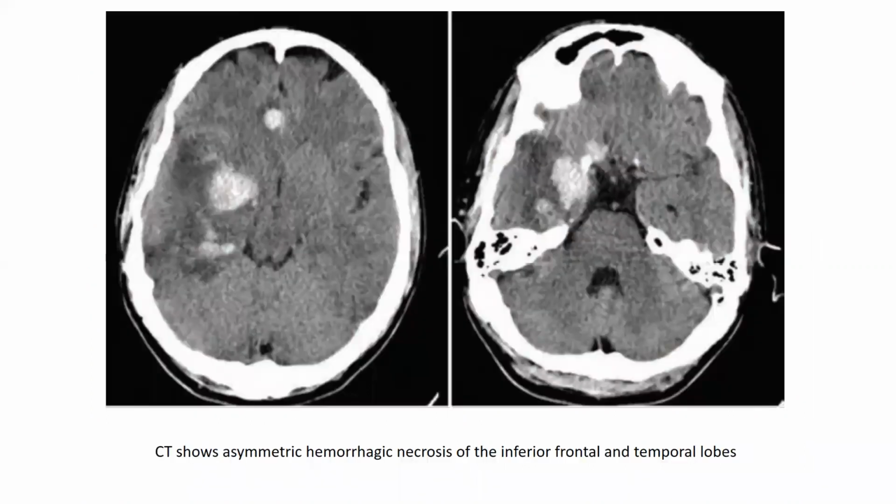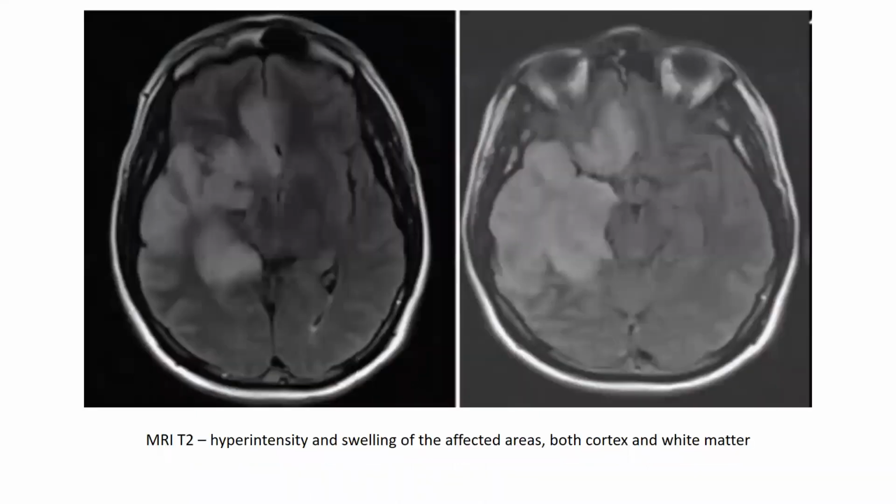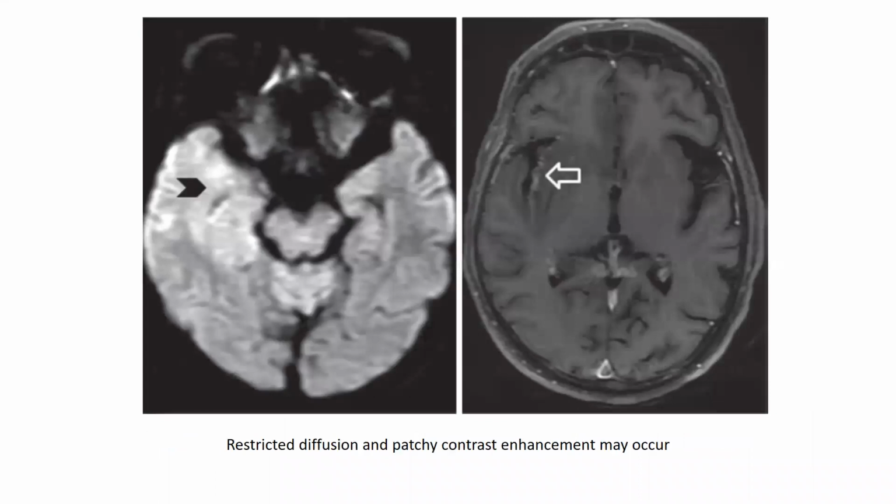Here you have the CT scan, which shows asymmetrical hemorrhagic necrosis of the inferior frontal and temporal lobes. This is again the MRI picture, which is showing hyperintensity and swelling of the affected areas. Both cortex and white matter are affected. In addition to that, there may be a diffusion restriction and some patchy contrast enhancement.